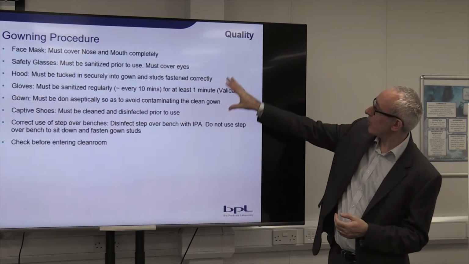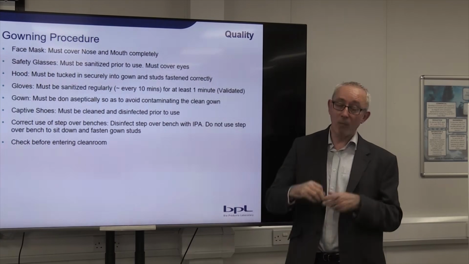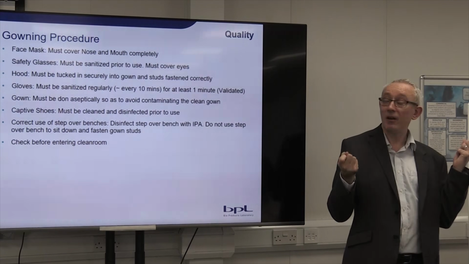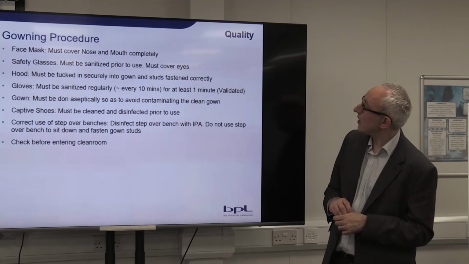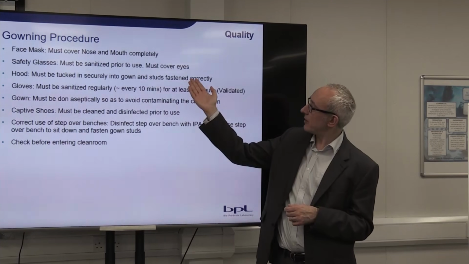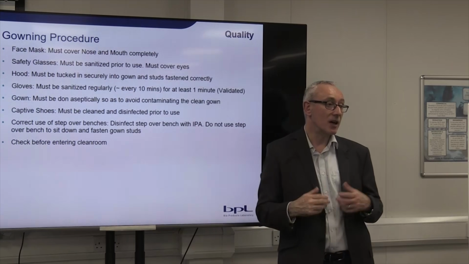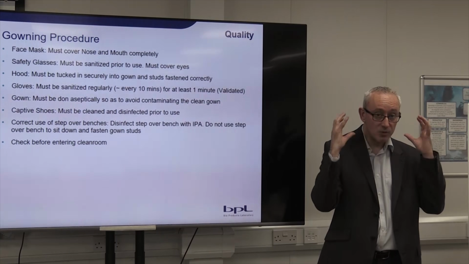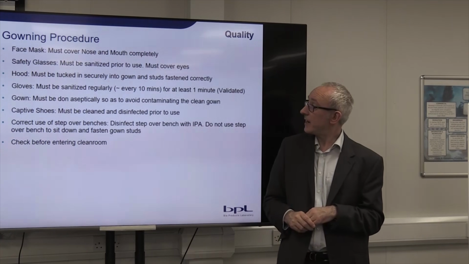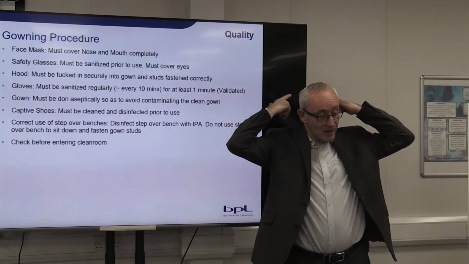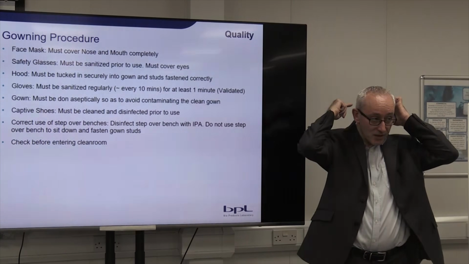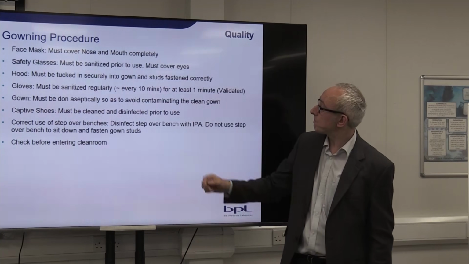Okay, so other good gowning practices. The mask has to fully cover the nose and the mouth completely. Safety glasses need to be sanitised prior to use, and if you're going into the aseptic filling area, then the goggles have to be sterile, and you must cover the eyes. If you're wearing a hood, it has to be tucked into the gown, and it's got little press studs, it needs to be done up.